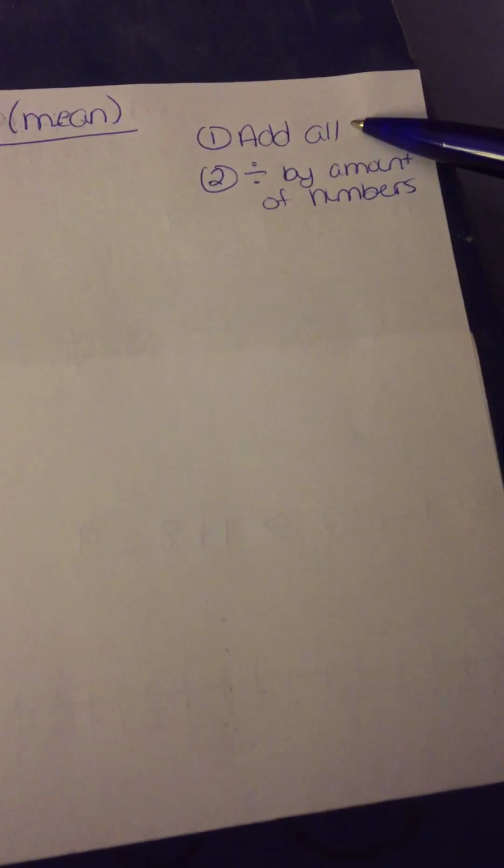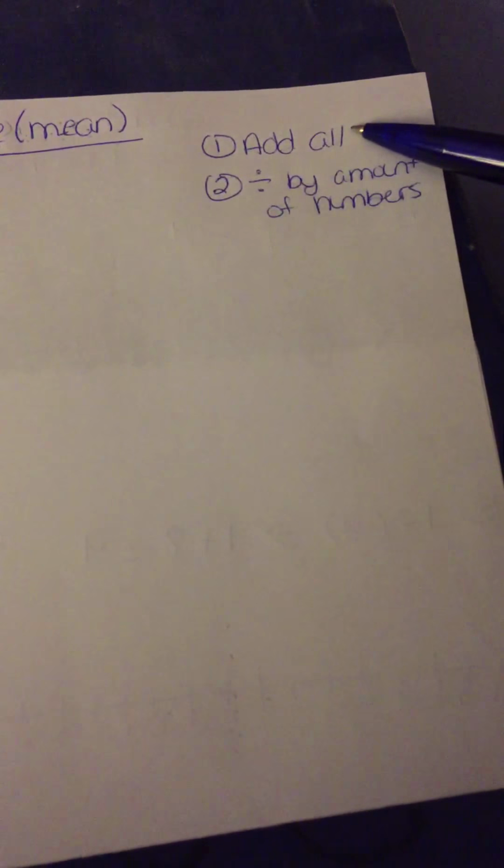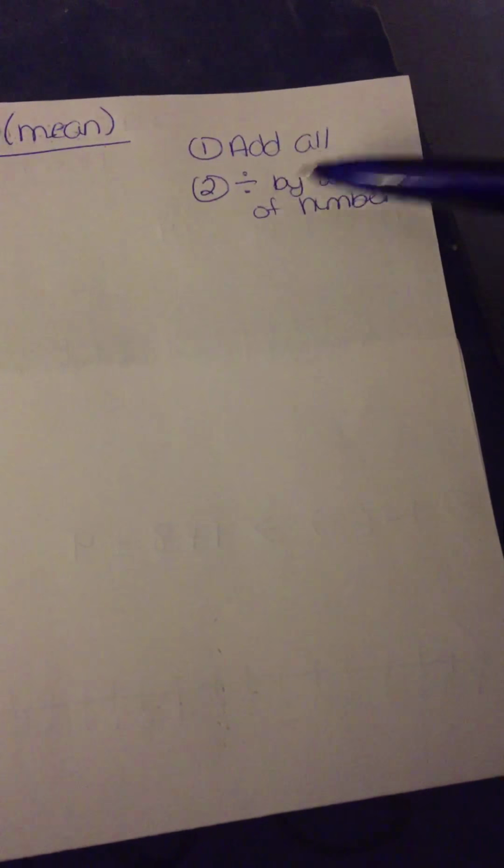First step is to add all of your numbers together. And the second step is to take that total and divide it by the amount of numbers that you originally had added together. Let me go through a few examples.